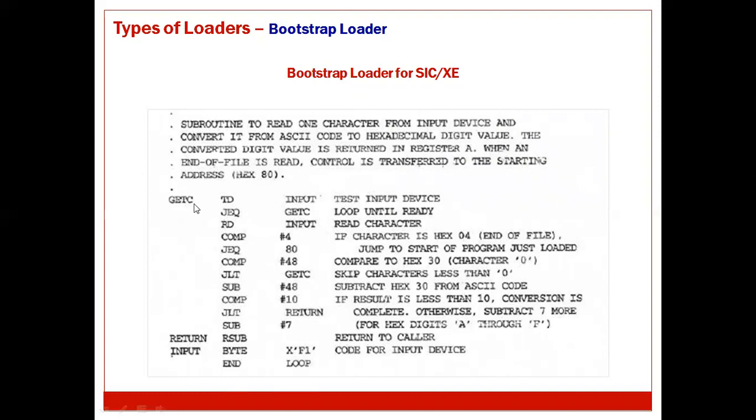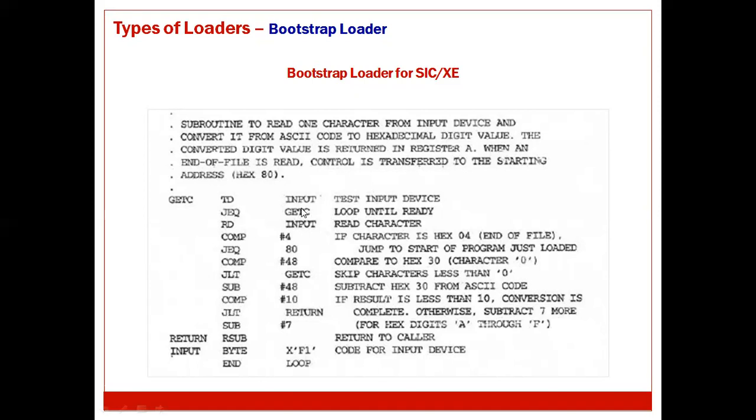So now this is the subroutine called getC. It is a subroutine to read one character from the input device and then convert it from ASCII code to a hexadecimal digit value. The converted digit value is returned in register A. And when end of file is read, control is transferred to the starting address, that is hexadecimal 80. Okay, so let us see this one. getC is a program name here.